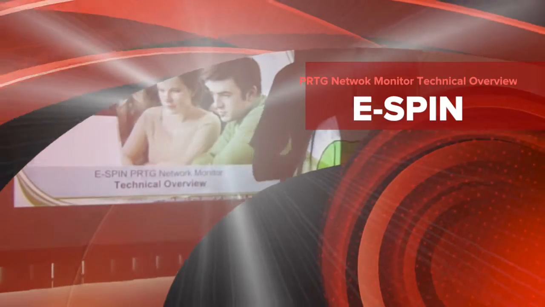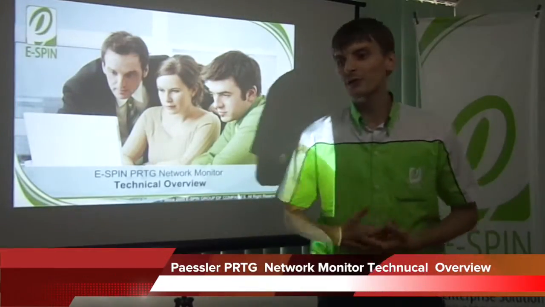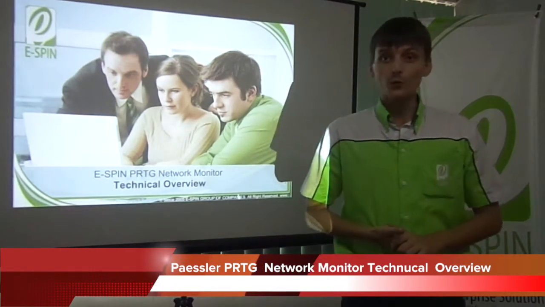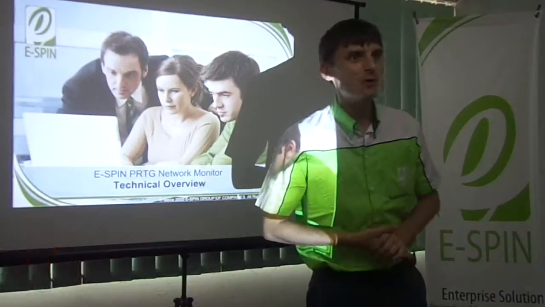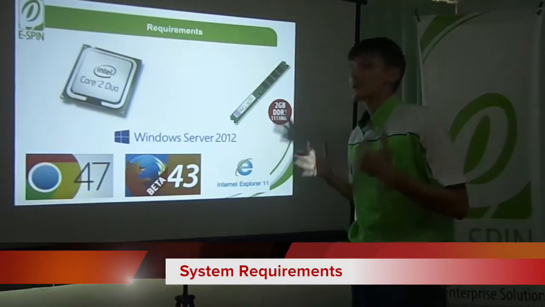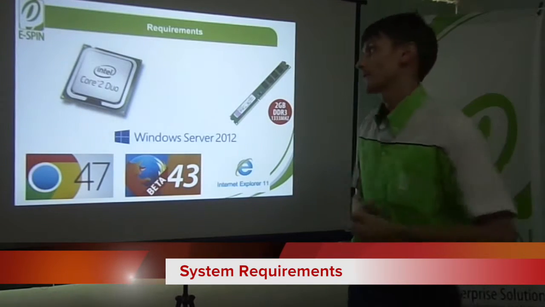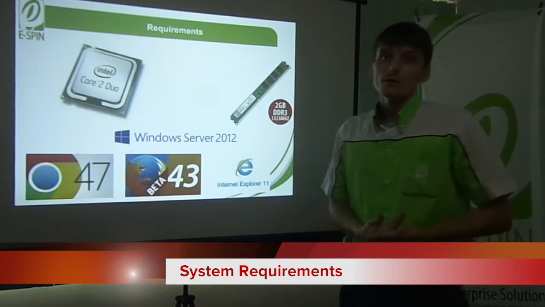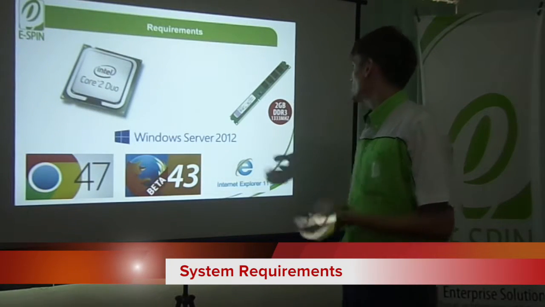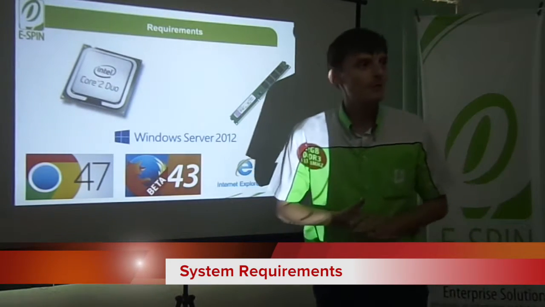Thank you for coming. As you know, my name is Mikhail and today we are talking about the PRTG Network Monitor technical overview. Alright, the system requirements. It's recommended to have at least a dual core CPU and 2 GB random access memory.